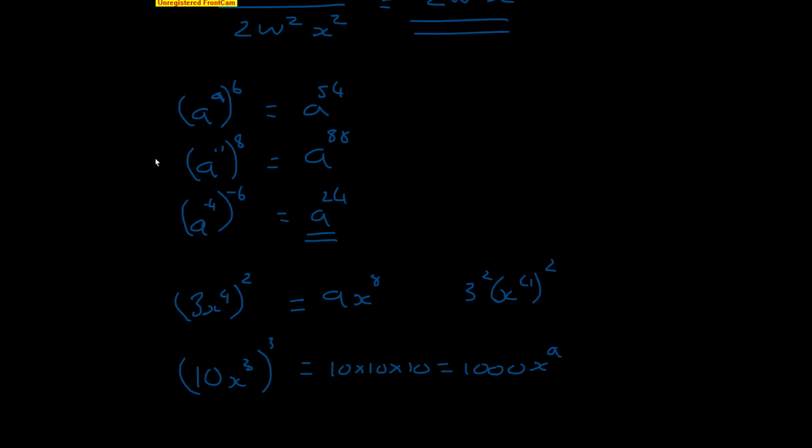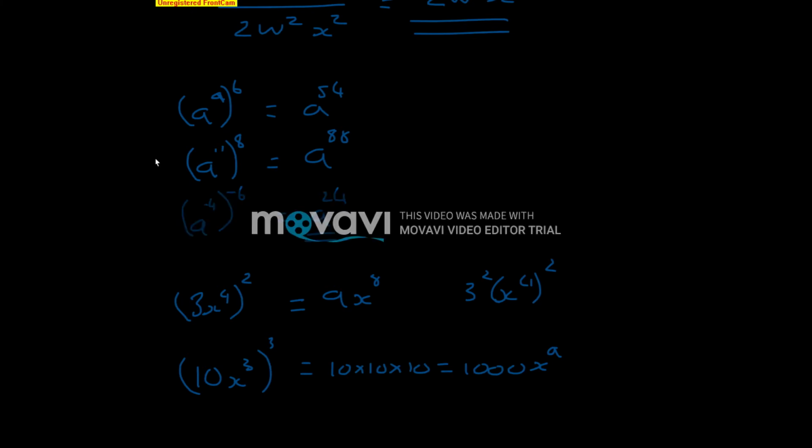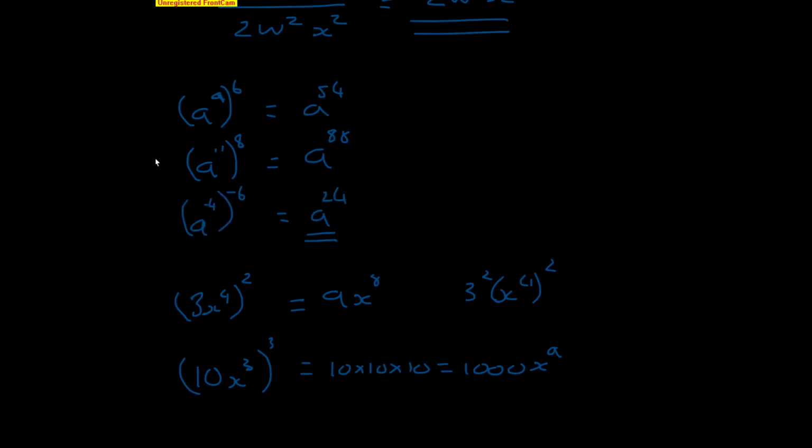I suppose the danger here is that people might do 3 times 3 times 3 out of cubing with 10 here. But no, you're doing 10 cubed. And because of the power laws, you're going to multiply these two numbers. So this does get cubed, but this is multiplying just 3 times 3.